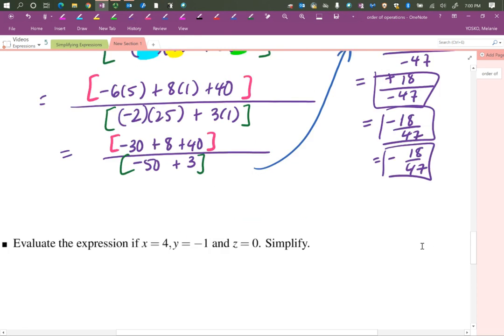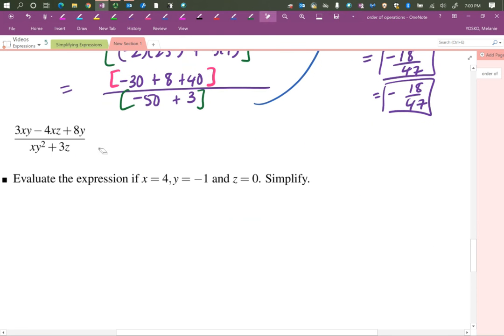Okay, let's try another one. Same expression. Evaluate the expression if x equals 4, y equals -1, and z equals 0. So if x is 4, we're replacing every x with a 4. If y is -1, we're replacing every y with a -1. And if z is 0, replace every z with a 0, and we're going to do it again.